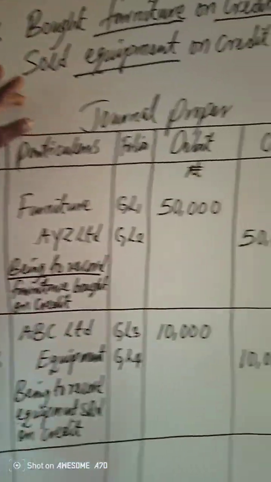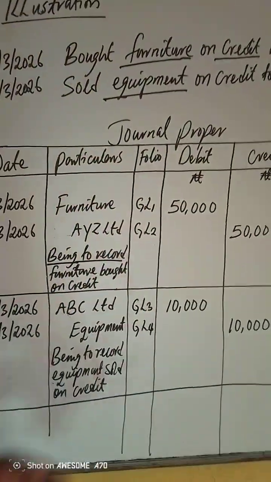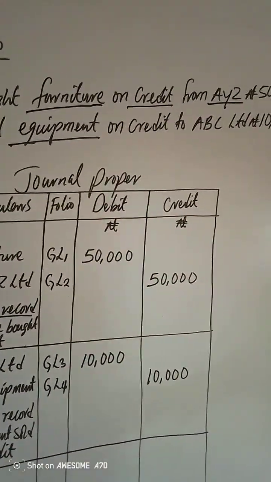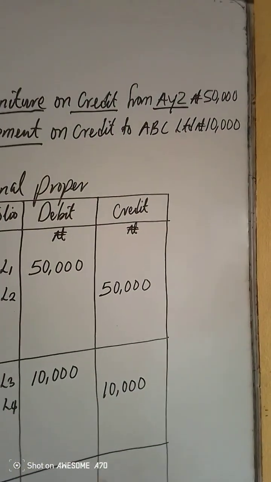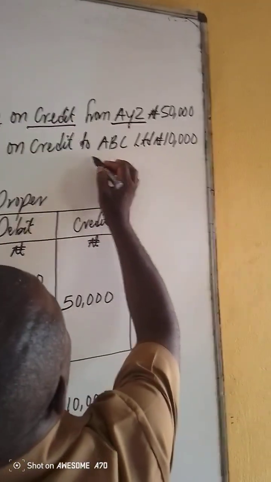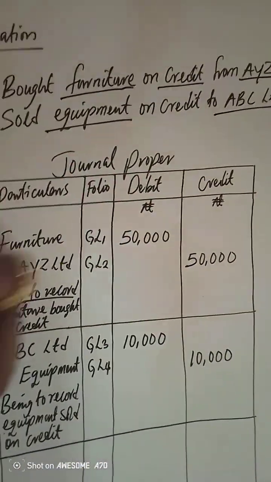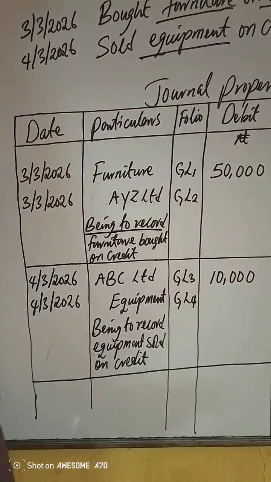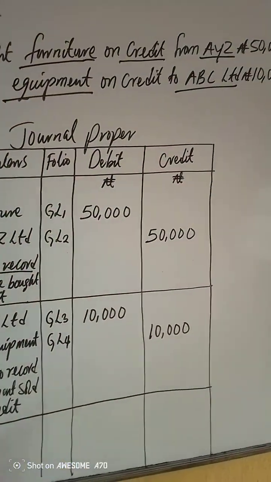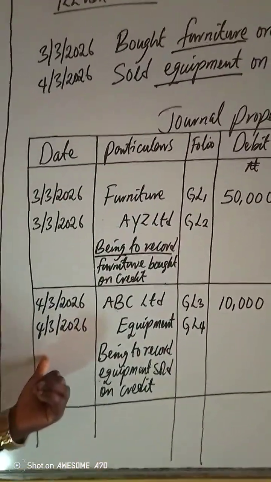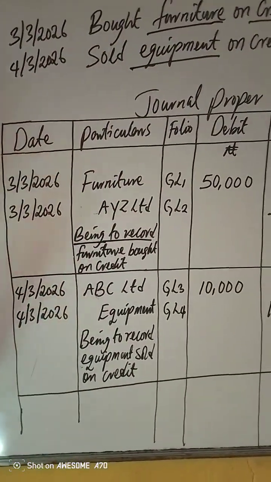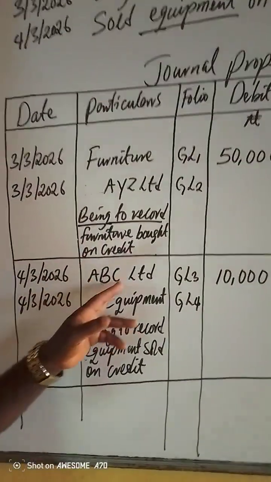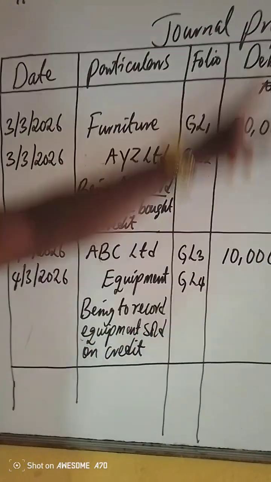So here, also identify the giver account and the receiver account. If the business is selling equipment on credit, it means the business is giving out equipment. Then the business gives out equipment to receive, and the receiver in this case becomes ABC Limited. The business gives out equipment and ABC Limited is receiving the equipment. So in this case, the equipment becomes the giver account, while ABC Limited becomes the receiver account. And then, just like the rule of journal, you know that the receiver account must be recorded first. So in this case, on the 4th of April 2026, the receiver account, which is ABC, is receiving, and then the amount will be debited at 10,000.